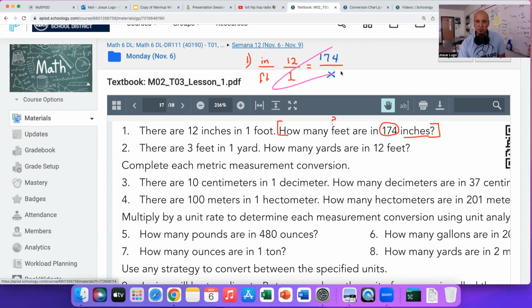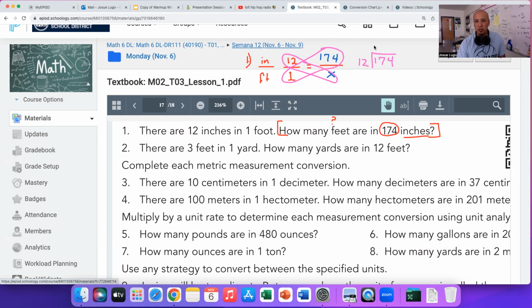Okay, so let's cross multiply 174 times 1, which will be 174. And we always divide by the number that we would multiply the variable by. So in this case, I'm going to divide by 12. So 174 divided by 12. And let's go ahead and work that out.